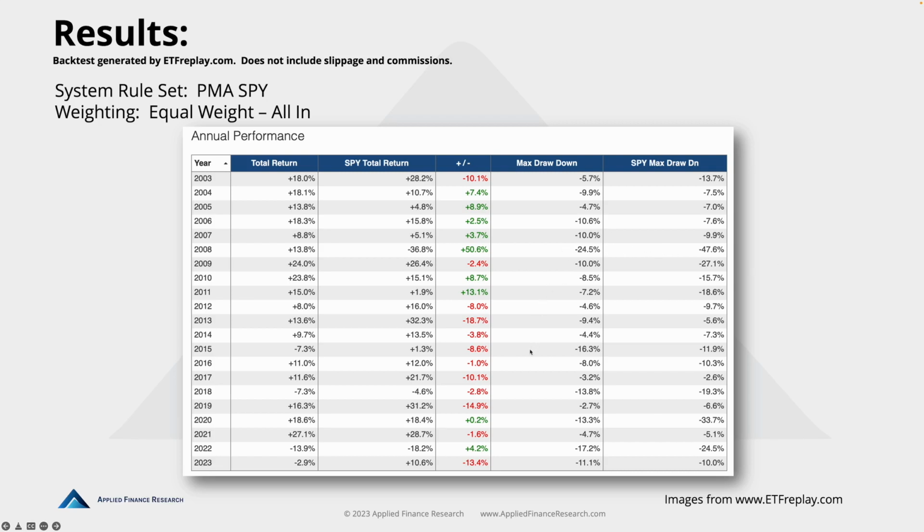I also like to look at 2020, the year of the COVID crash. The S&P returned 18.4%. The system barely beats it, 18.6%, but on much less drawdown. The S&P had a drawdown of 33.7%, only 13.3% for the system. So some excellent numbers on defense there. Also notice here on offense, we have a lot of years with double-digit returns, a good number of years where that first digit is a 2. And in all, we only have 4 losing years.